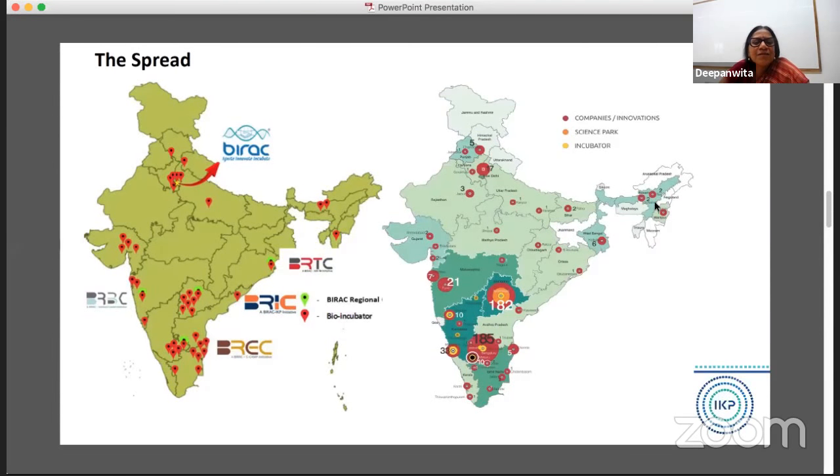The next slide talks of the spread. Dr. Alka talked about where these regional centers are, which are marked with green. There are these red marks. If you look at the incubators, you will see that in the middle part of India we still do not have incubators, but the regional centers are working. And if you see the green map, we are present not only in Hyderabad and Bangalore, but across India. There are only a few white patches, like Jharkhand, Arunachal Pradesh, Mizoram, and we hope to be there in another year.